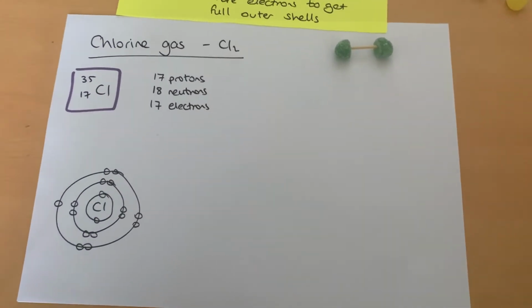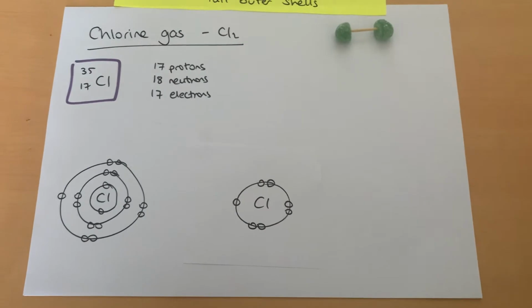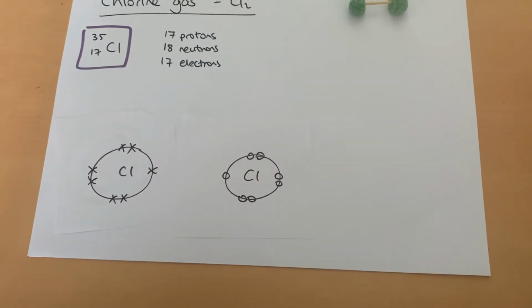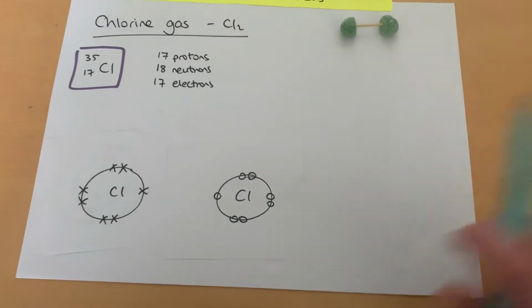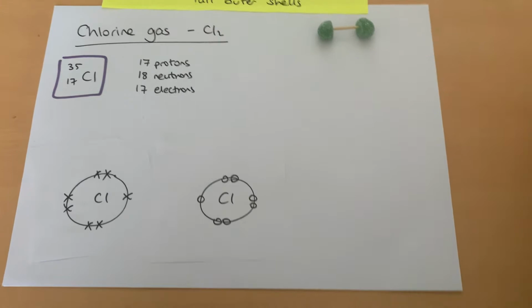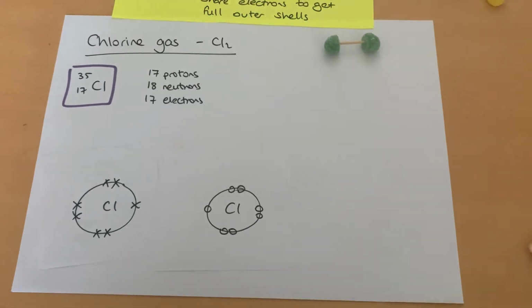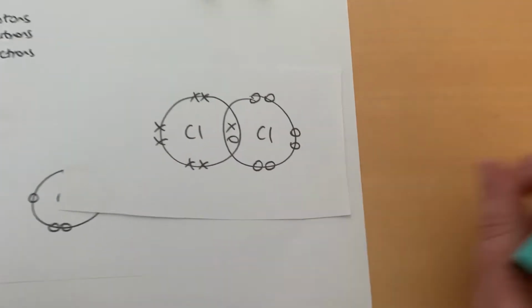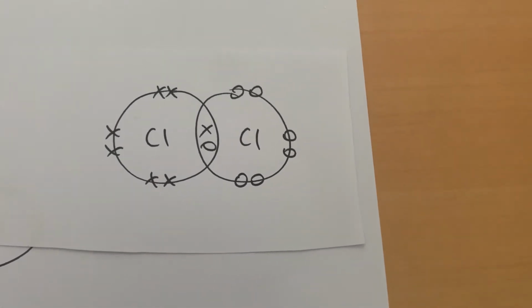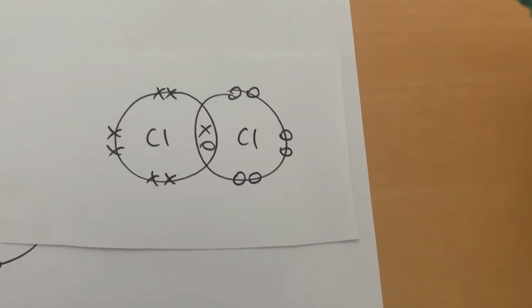Now the good news when we're doing covalent bonds is that normally we just have to draw the outer shell, which is great. It means we don't have to draw all the electrons. So if we have 2 chlorine atoms, each with 7 electrons in the outer shell, same as what we did with hydrogen, if they share their outer shells, then they can both get 8 electrons in their shell. In this case, the outer shell needs 8 electrons to be full.